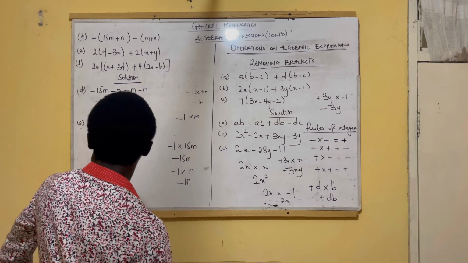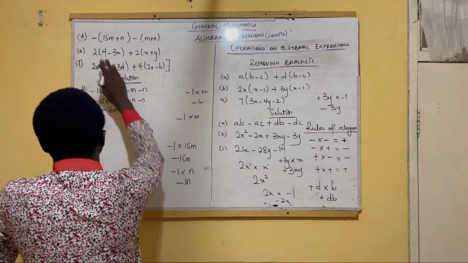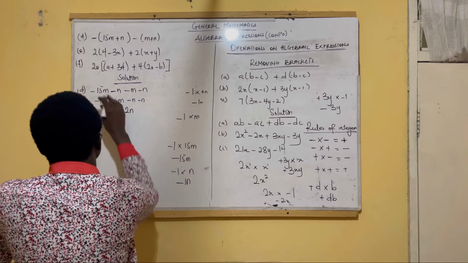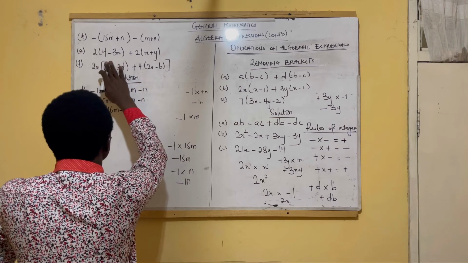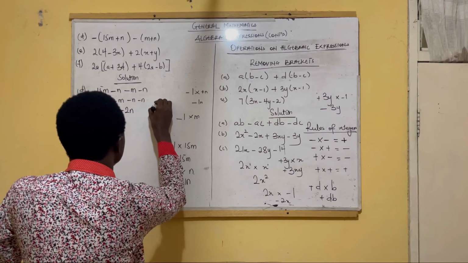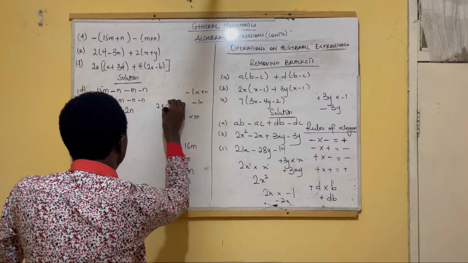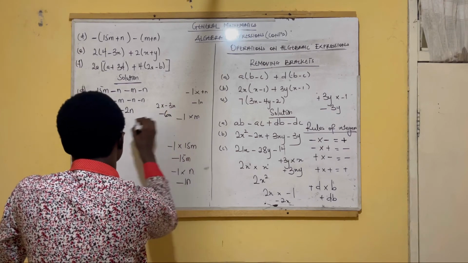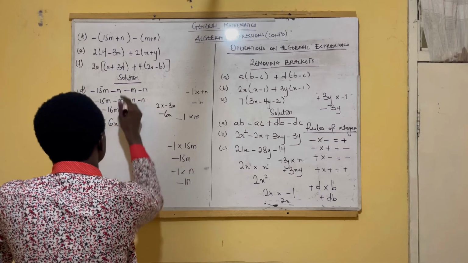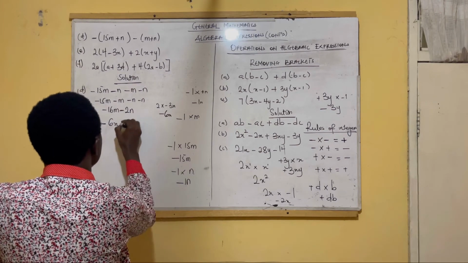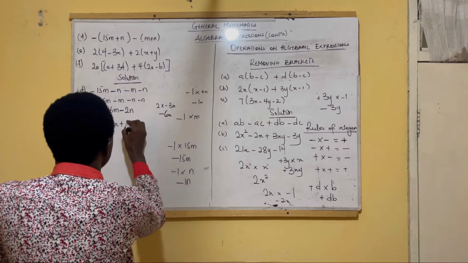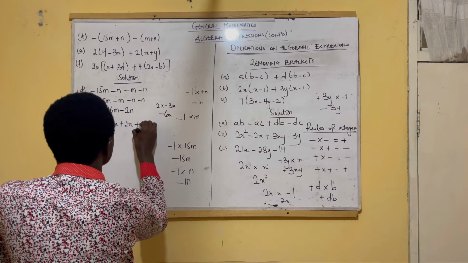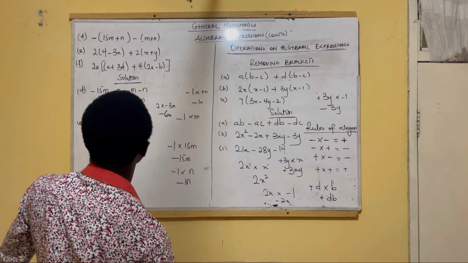E. 2 multiplying 4 is what? 8. Minus 2 times negative 3x. That's going to be negative 6x. Then here you're going to have 2 times x, that's 2x, then plus 2y. You should do them yourself.